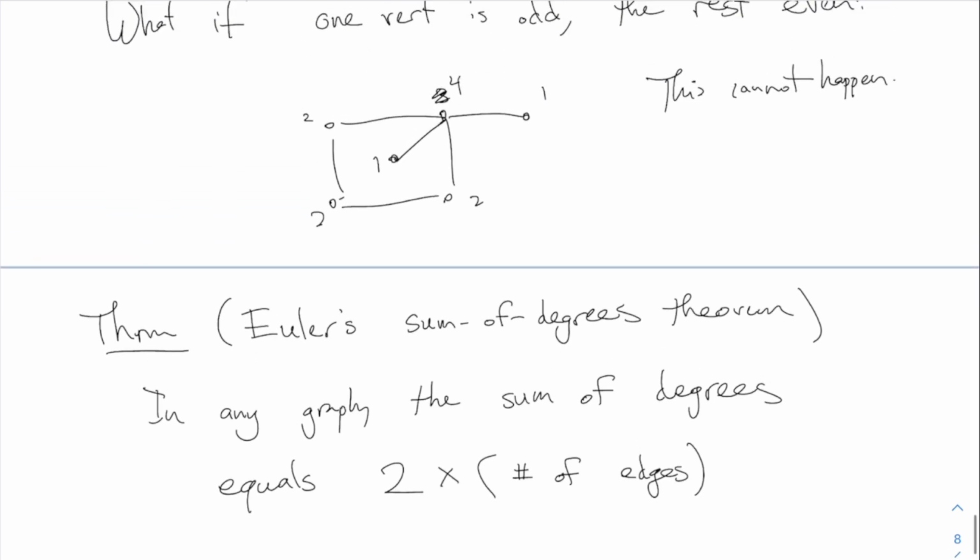Can we just check that? For this example right here, the sum of the degrees would be 2 plus 4 plus 1 plus 1 plus 2 plus 2. I'm just adding all the numbers that I see on the picture.